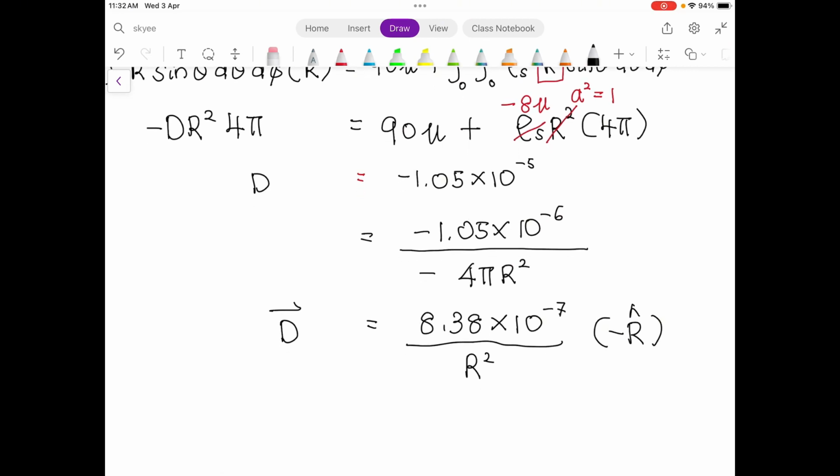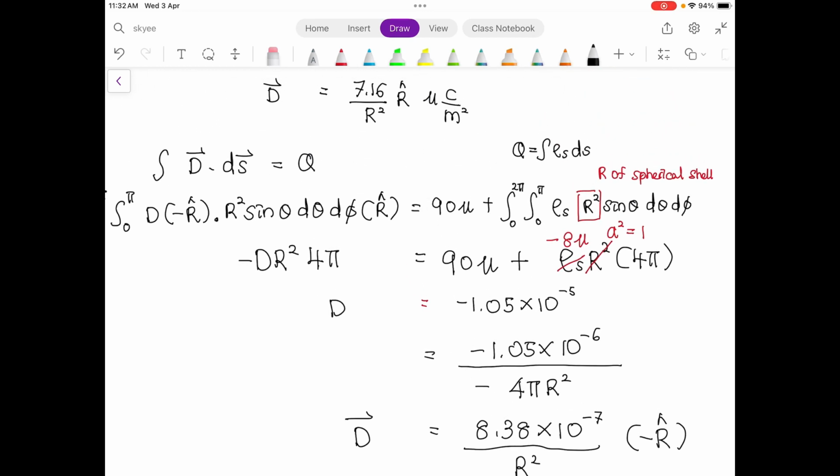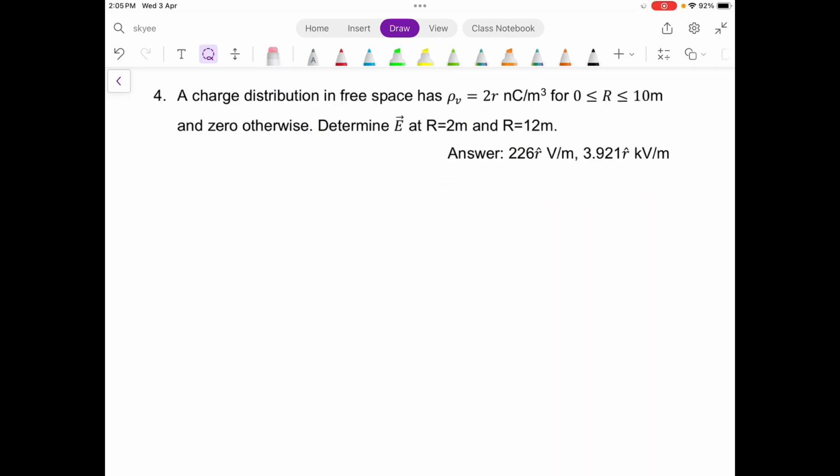So this one will be your D outside the spherical shell, where you have to consider two charge components. One is a point charge, the other is a surface charge from a spherical shell. Right? Alright, we look at the next question.